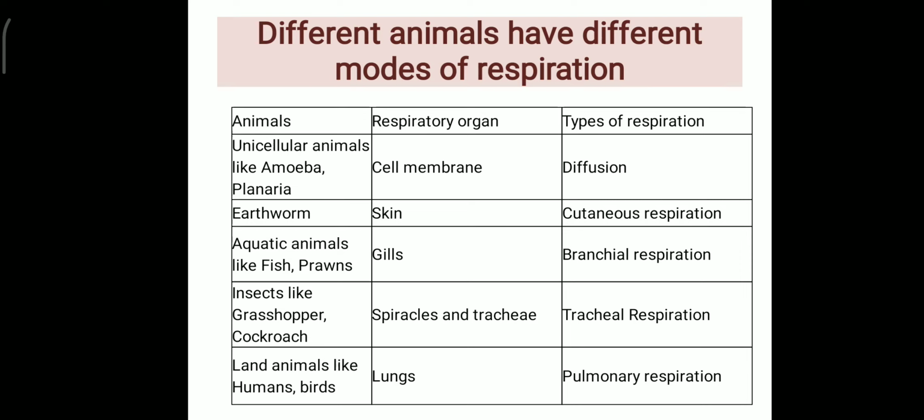The fourth type is tracheal respiration. This type of respiration takes place in insects like grasshopper and cockroach through the respiratory organs called spiracles and trachea. And the last type is pulmonary respiration, which we can commonly find in human beings and also in birds, the land animals. It uses the lungs as the respiratory organ.